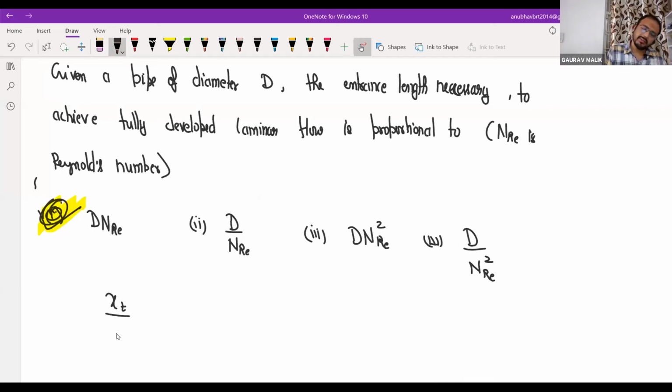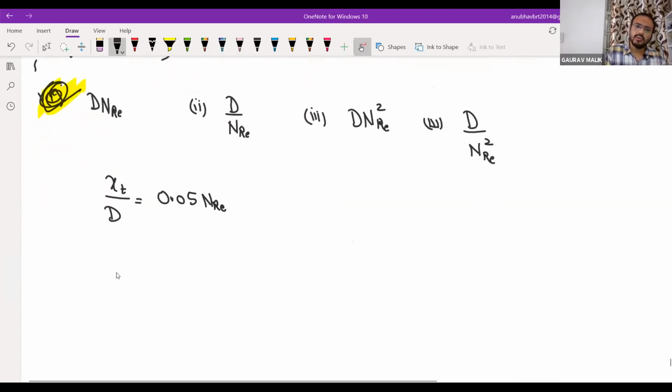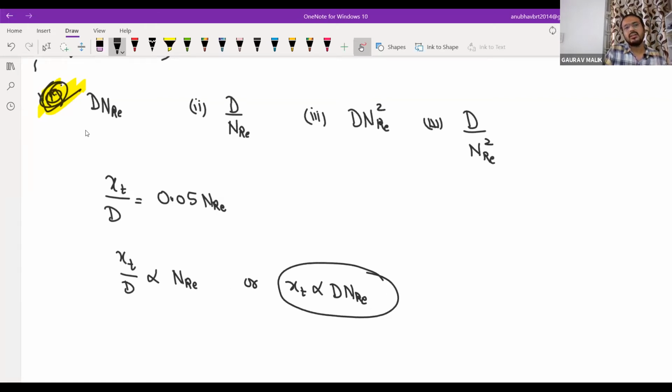Because we know that Xt divided by D is equal to 0.05 into Reynolds number. Or you will get Xt by D is directly proportional to the Reynolds number, or Xt is directly proportional to diameter into Reynolds number. Which one is correct one? It is the correct one. Is it clear? Very good. Note down first.